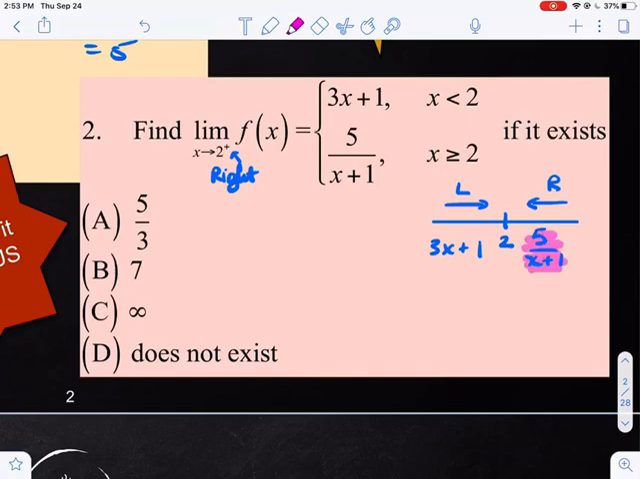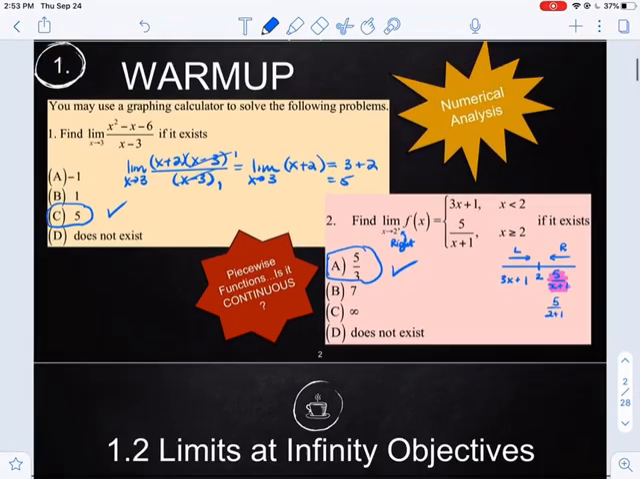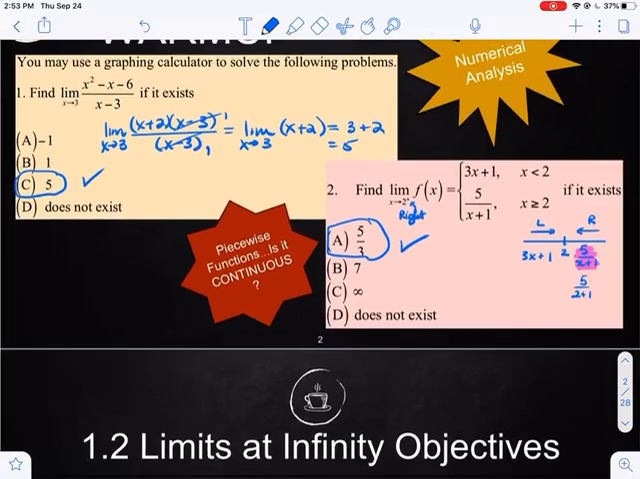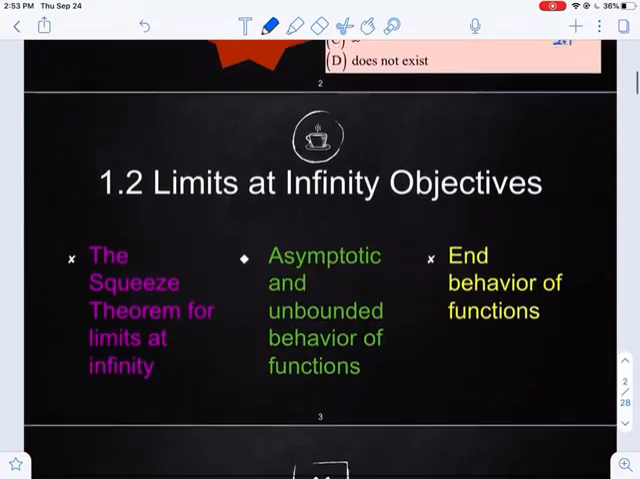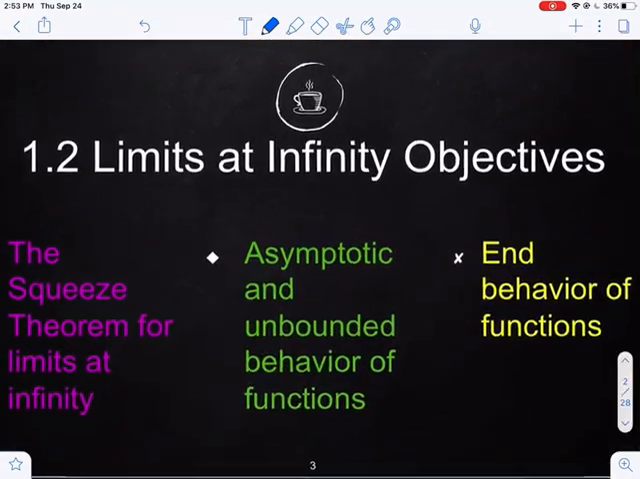So all we have to do is say the limit, well, it's going to approach a value when x is greater than or equal to 2. It's going to be this function. So we're just going to do 5 over 2 plus 1, which is 5/3, and our answer is A. So I hope both of those worked out for you. With piecewise functions, sometimes they're a little daunting, but once you get a hold of them, they're not really that bad. So here we go.